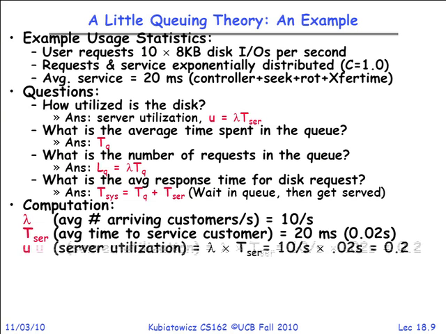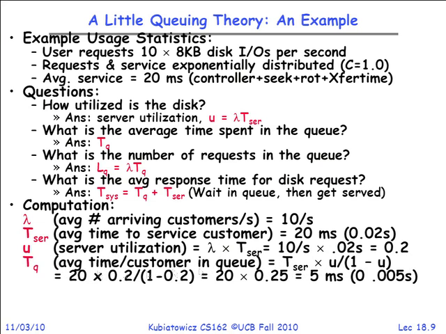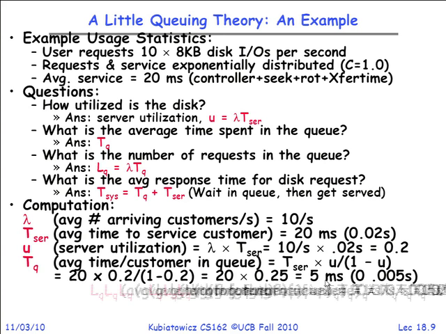Okay, what's the server utilization? Lambda times T ser. So that's 10 per second times 0.02 seconds is 0.2. Which is good because utilization is a unitless number, so there shouldn't be any units in it. Okay? What's the time in the queue? Well, we just compute. It's 20 times 0.2 over 1 minus 0.2. That's just T ser times U over 1 minus U. Gives us 5 milliseconds.